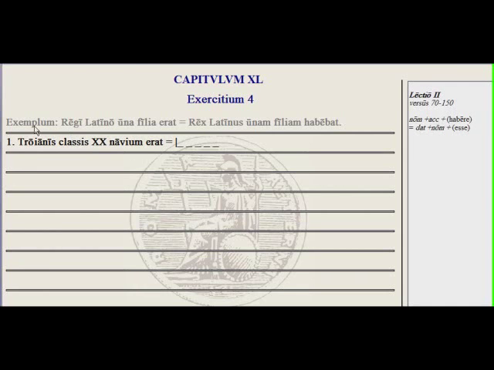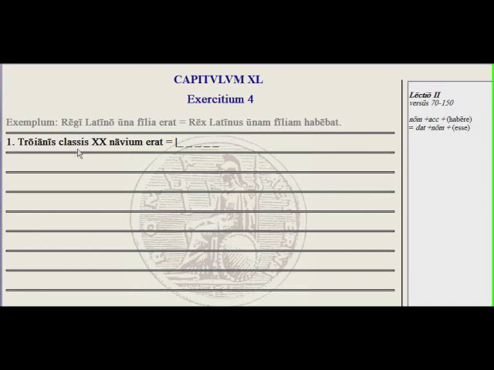So here we have an example. Regi Latino una filia erat. There was one daughter to the Latin king. Is the same as saying Rex Latinus unam filiam habebat. The Latin king had one daughter. King Latinus had one daughter. And there was one daughter to King Latinus.